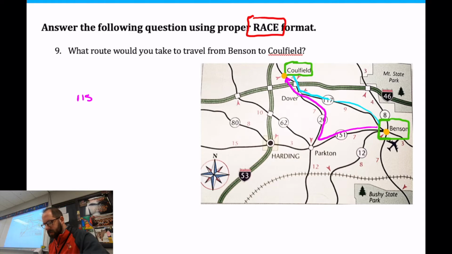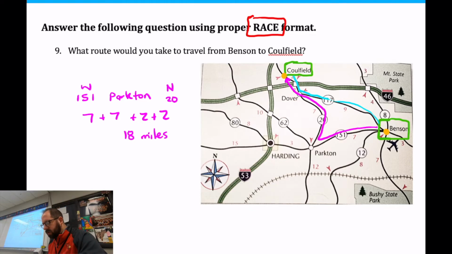So west on 151 to Parkton, and then north on 20. And so that was 7 plus 7 plus 2 plus 2, right? And so that ended up being 14 plus 4, which is 18 miles.